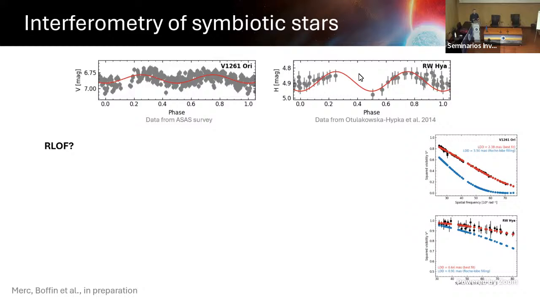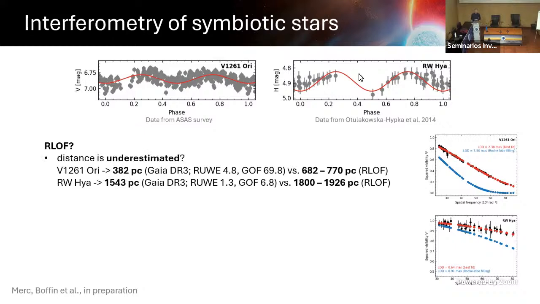So now, okay, how do we make them fill the Roche lobes, if it is Roche lobe overflow? We are using Gaia, so the distance can be underestimated. You see that in this first case, the Gaia DR3 distance is 382 parsecs, but the RUWE and goodness of fit are huge. To fill the Roche lobe, we need to put the star at a distance of 700 parsecs. In the second one it's not that bad, and the difference is even smaller. So, okay, that's a natural explanation: the distance is underestimated. We are all happy, because if you move the star while keeping the same angular diameter, you will just get a larger physical diameter.